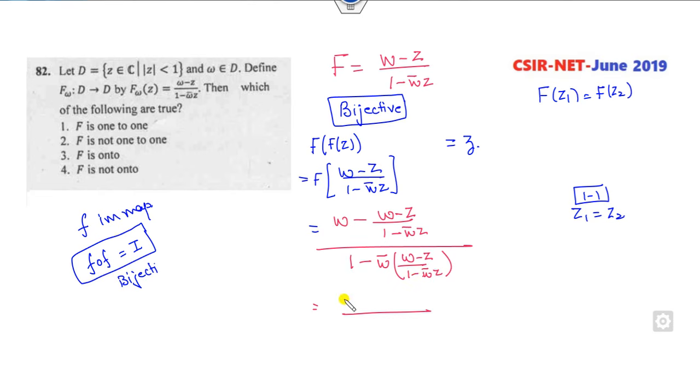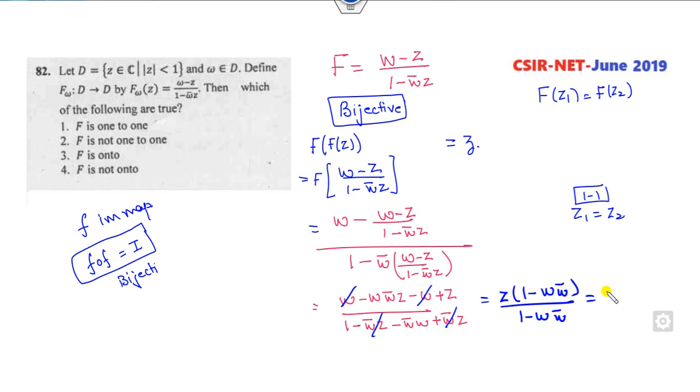This will be cancelled out. So it will be omega minus omega omega bar of z minus omega plus of z. And for this case 1 minus omega bar this, omega into omega plus omega of this. Fine. Now you can see about here. This will be cancelled out. This will be cancelled out. In the numerator z will be common, 1 minus omega bar. Denominator will be here. So what is that? This is z. So what is the meaning of that? F circle f is z, proved.